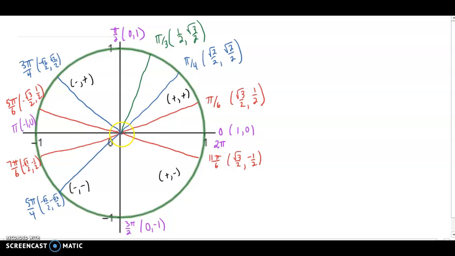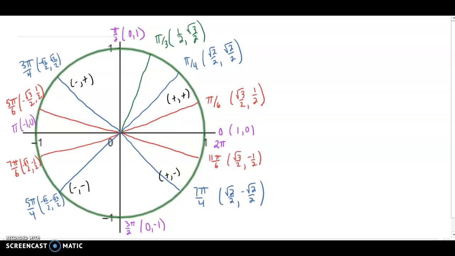In quadrant 4, we do the same thing. We're pi over 4 short of 2 pi, and this now represents 8 pi over 4. So we take one away, we're at 7 pi over 4. X is positive, so it's a positive √2 over 2, and y is negative, so it's a negative √2 over 2 for the sine value.